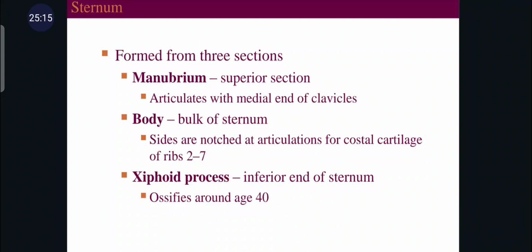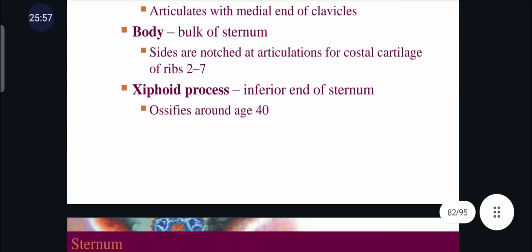Sternum. The sternum is also known as the chest bone, and it forms three sections: the manubrium, the body or mesosternum, and third is the xiphoid process. The manubrium is the superior section, also called the head of the sternum. It articulates with the medial ends of the clavicles, forming the sternoclavicular joint. Next is the body or mesosternum, which forms the bulk of the sternum. It has notches for the articulation of costal cartilages of ribs 2 to 7. The xiphoid process is also known as the tail of the sternum, present at its inferior end. It ossifies around the age of 40.